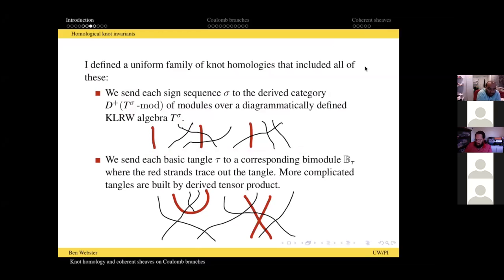And you look at the derived category of these. So you want to assign a category to a list of signs, and this is the way you do it. You define an algebra and look at representations of that algebra. Every tangle gives me a bimodule between the algebras, and tensoring with that bimodule gives me the functor. For a very small tangle, a single crossing, single cup or cap, it's a pretty simple bimodule. But then to compose, you have to do a very complicated derived tensor product.